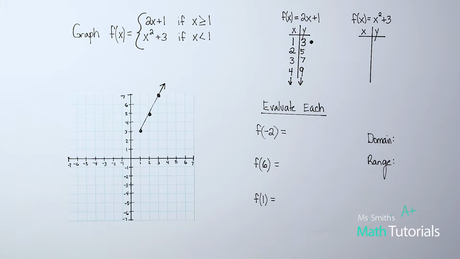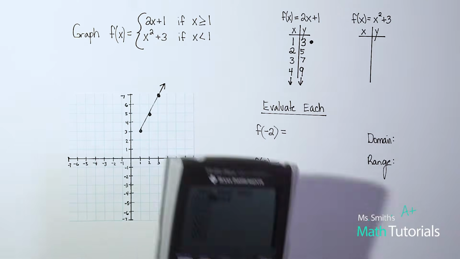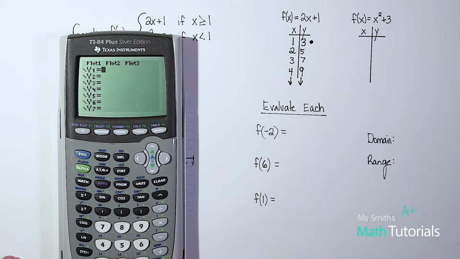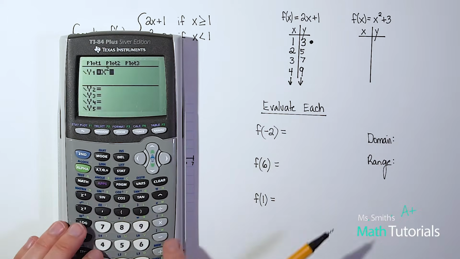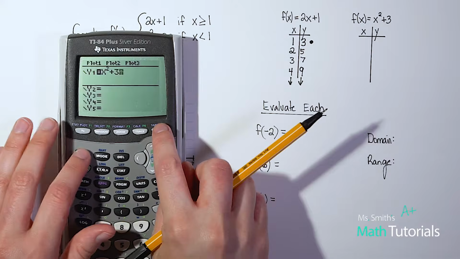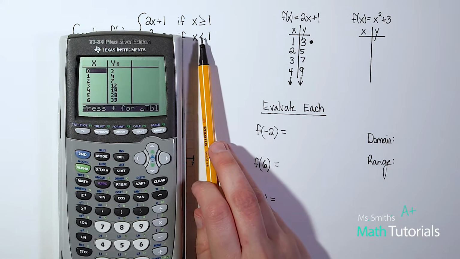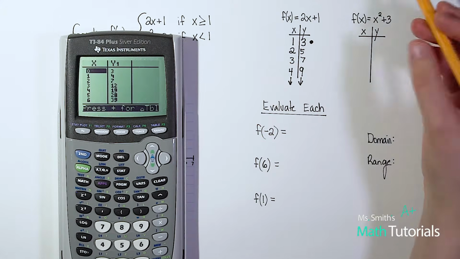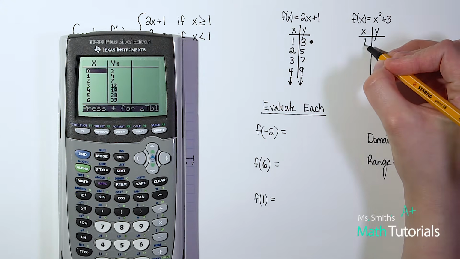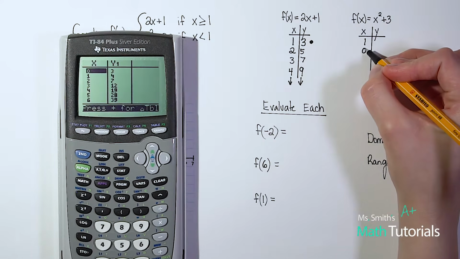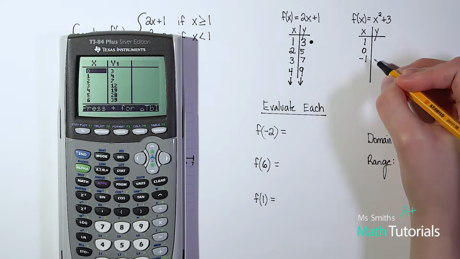Okay, so we've got our first piece of our piecewise function graphed. We want to go ahead and graph the second piece as well. So to speed up, I'm going to bring out my graphing calculator. So this is an x squared plus 3. I'm going to go to my table, make sure I double check my parameters. So it's x is less than 1. So that means we start at 1, and then it's our numbers less than that. So we've got 0, -1, and let's just go one more.